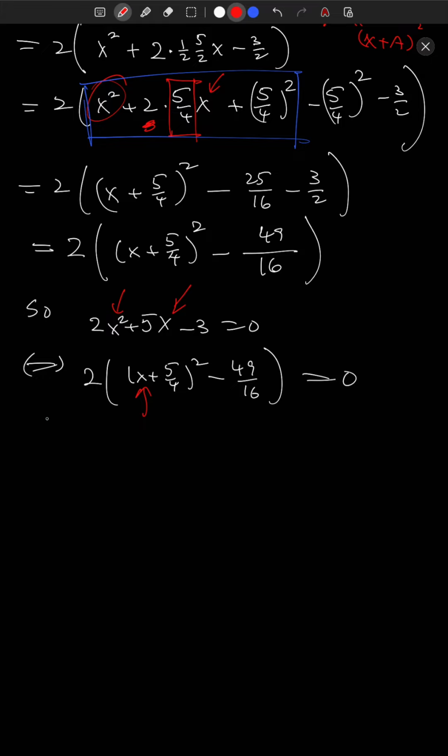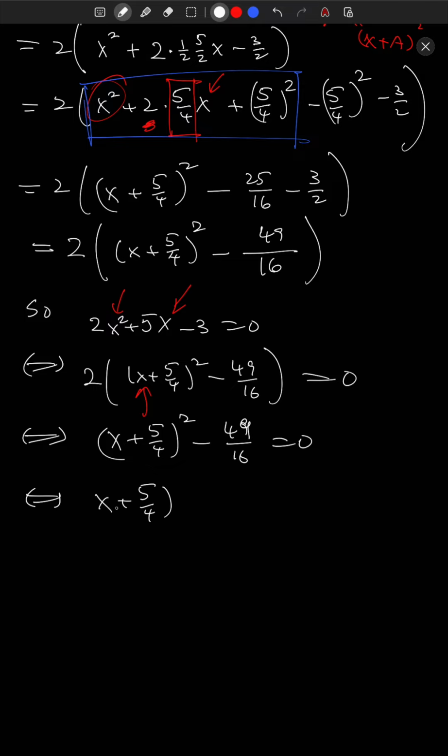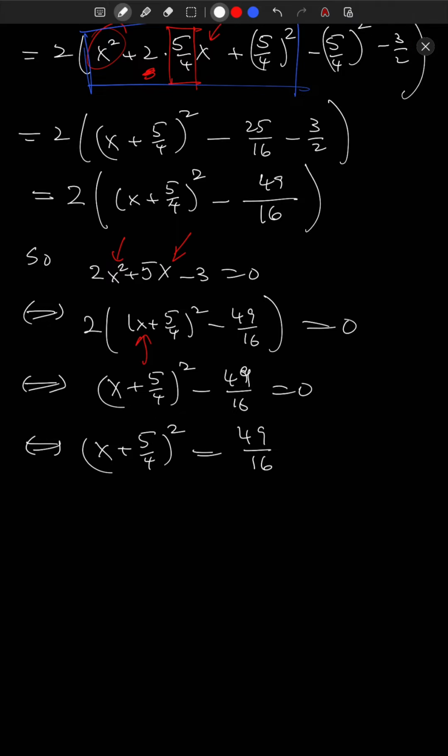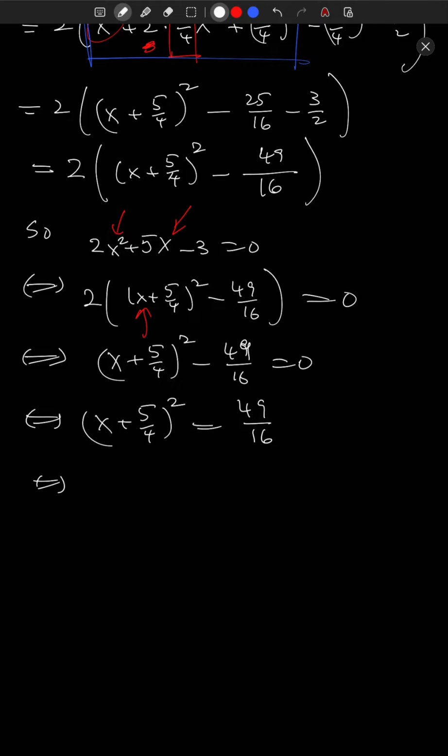All right, so let's actually now solve. This 2 out here, I can just divide by 2 on both sides, and 0 over 2 is 0, so I just end up with (x + 5/4) squared minus 49 over 16 equals 0. Throw the 49 over 16 to the other side. That's x plus 5/4 whole thing squared equals 49 over 16. And so square root both sides, x plus 5/4 equals plus or minus square root of 49 over 16.